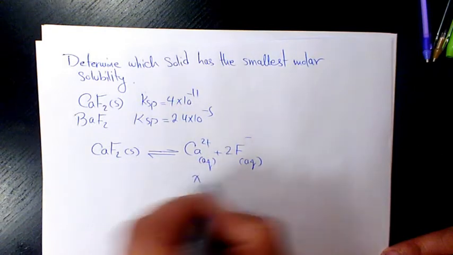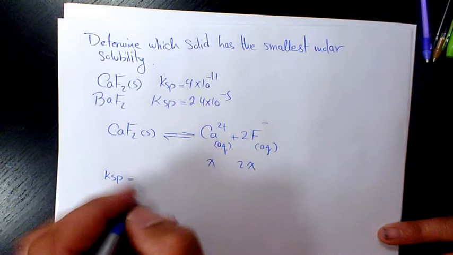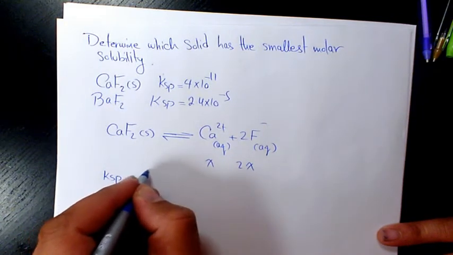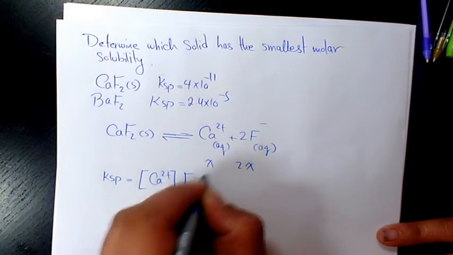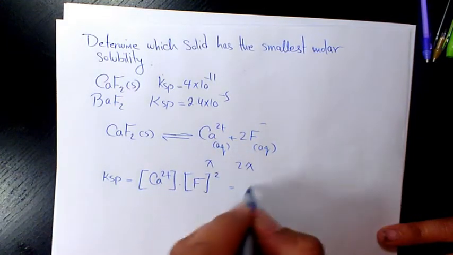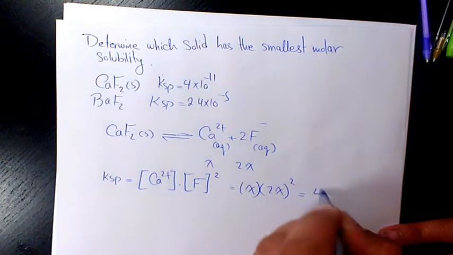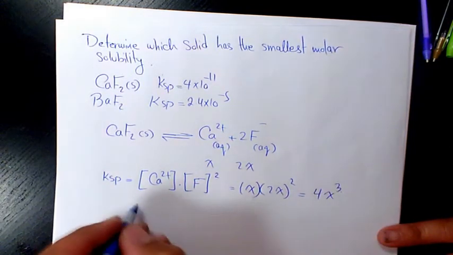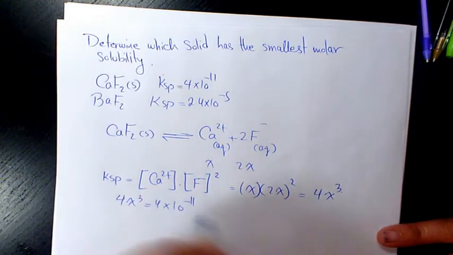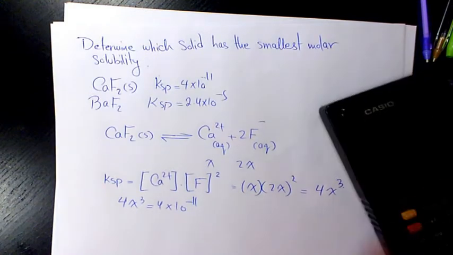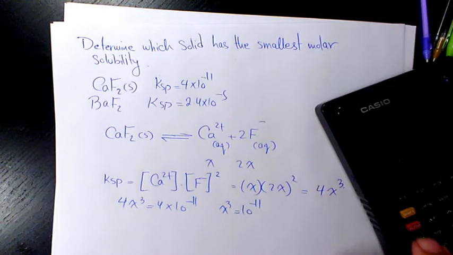solution. That's going to be X. This one is going to be 2X. So Ksp will be equal to calcium ion times fluoride ion to the power of 2, which will be X times 2X to the power of 2, which is going to be 4X cubed. So 4X cubed equals 4 times 10 to the power of negative 11. So X cubed is going to be 10 to the power of negative 11.